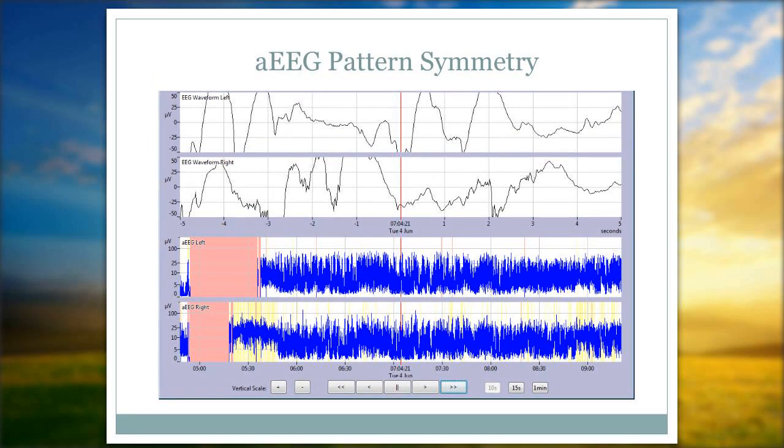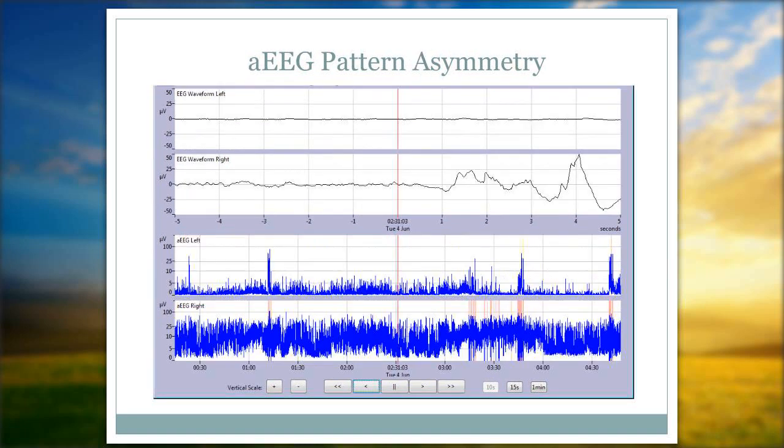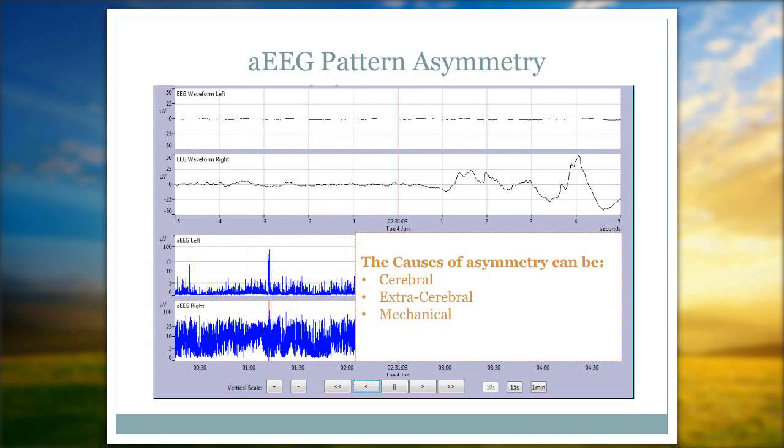But what happens if that pattern is not symmetrical, but instead it is asymmetrical, and you look at one side and you notice you have a discontinuous trace, but the other side does not? In this particular case, we see the right side is again discontinuous, but the left side is a very low voltage flat tracing. Well, there can be several causes for this. Some of them are cerebral, some of them are extracerebral, and some of them are even mechanical or from the monitor itself. So we're going to go through some of these in a little bit more detail.